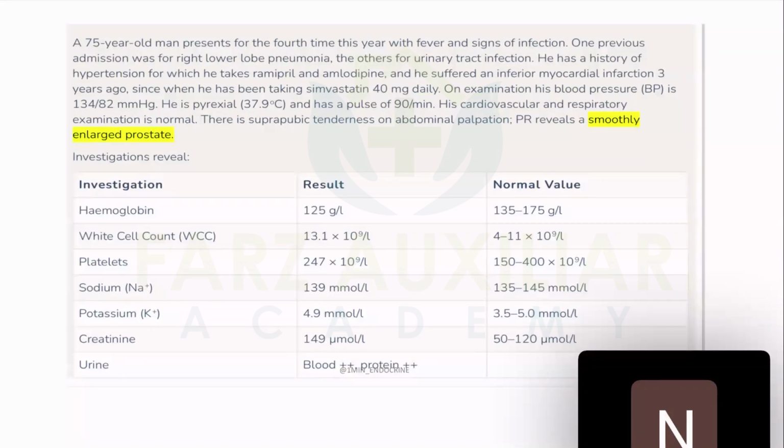Go through this question. We are halfway through today's class. Let's have a look at the options.